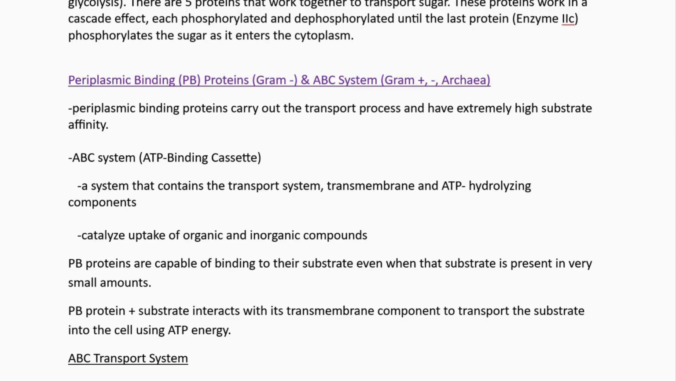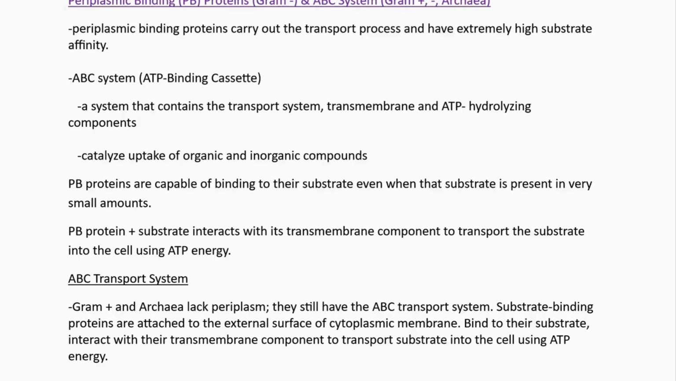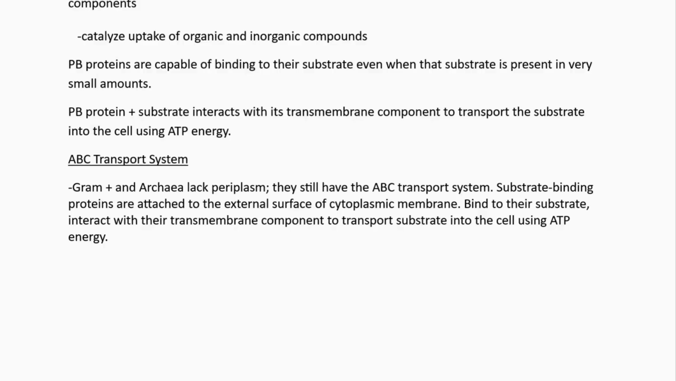In gram-negative bacteria, periplasmic binding proteins, PBPs, have high substrate affinity and help capture nutrients even when they're scarce. In gram-positive bacteria and archaea, which lack a periplasmic space, the binding proteins are attached directly to the cell membrane but function similarly to bring nutrients into the cell using ATP.